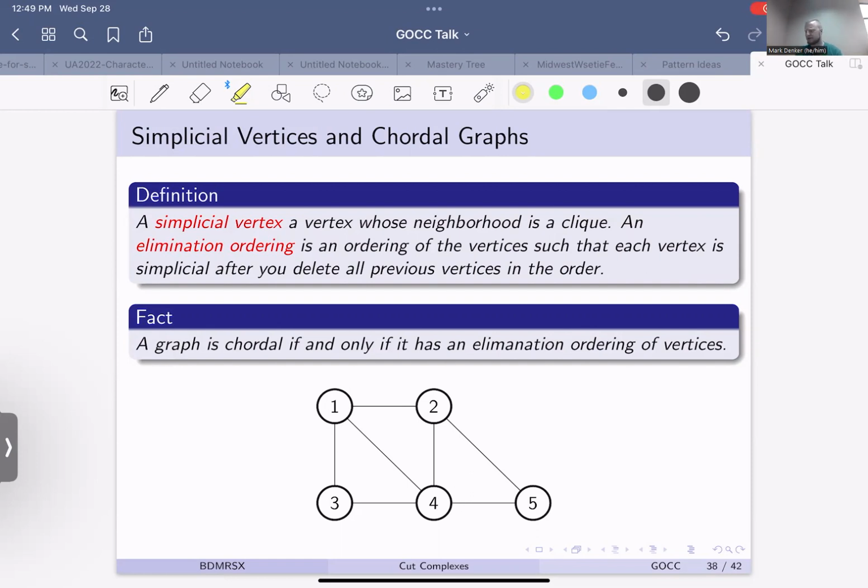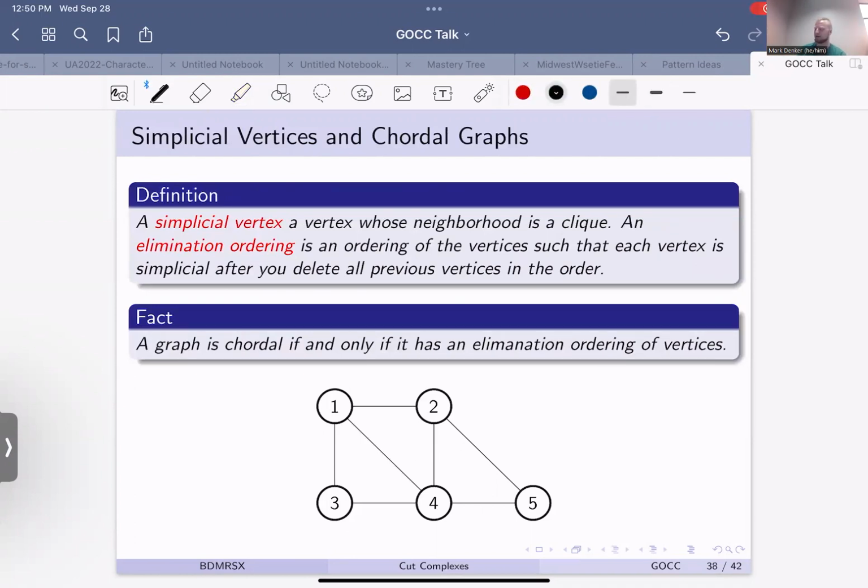A simplicial vertex is a vertex whose neighborhood is a clique, or a complete graph if you prefer. An elimination ordering is an ordering of the vertices such that as you delete them, the next vertex is now a simplicial vertex. And chordal graphs are precisely graphs which have an elimination ordering of vertices. So let's look at our chordal graph, see if we can find an elimination order.